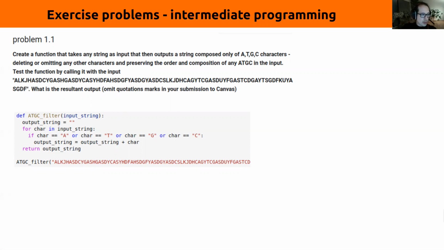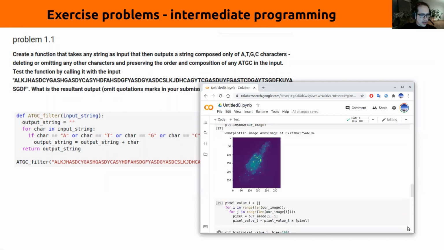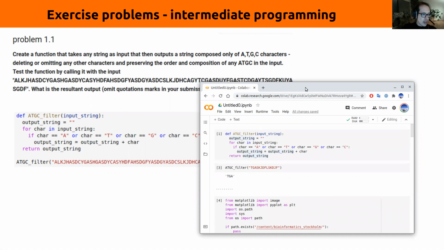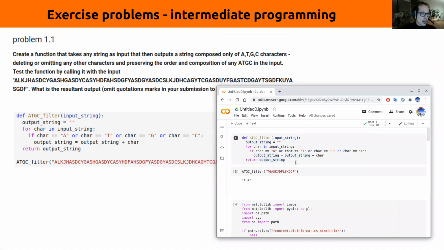So for this first problem, what we're asked to do is create a function that takes any string as its input and outputs an output string that is composed only of the A, T, G, and C characters that were present in the input string. So the way we go about doing this is we'll have a definition block of code here.